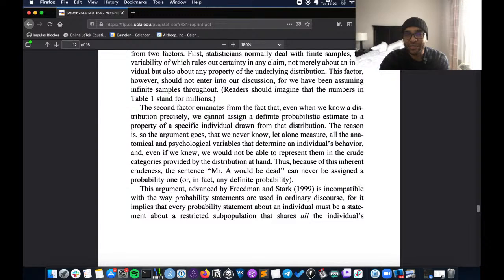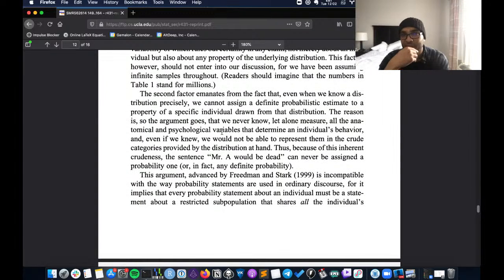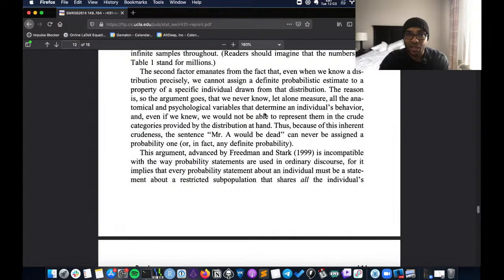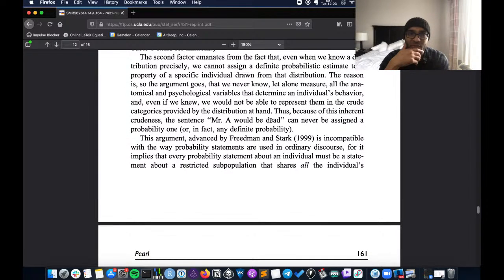Even if we know the distribution precisely, we cannot assign a definite probabilistic estimate to a property of a specific individual drawn from that distribution. The reason, so the argument goes, is that we never know, let alone measure, all the anatomical and psychological variables that determine the individual's behavior, and even if we knew, we would not be able to represent them in the crude categories provided by the distribution at hand. Thus, because of this inherent crudeness, the sentence "Mr. A would be dead" can never be assigned probability 1.